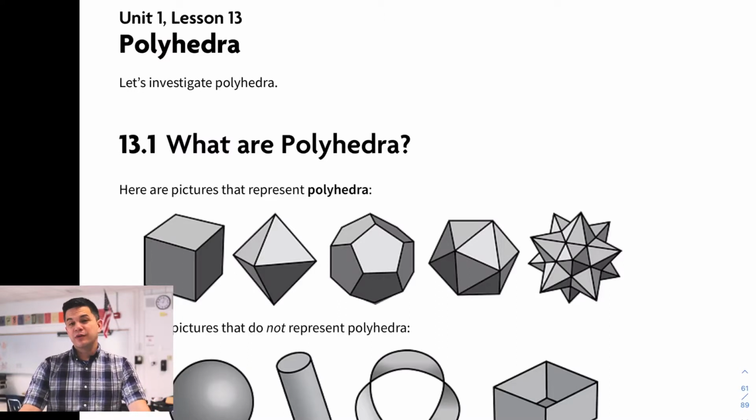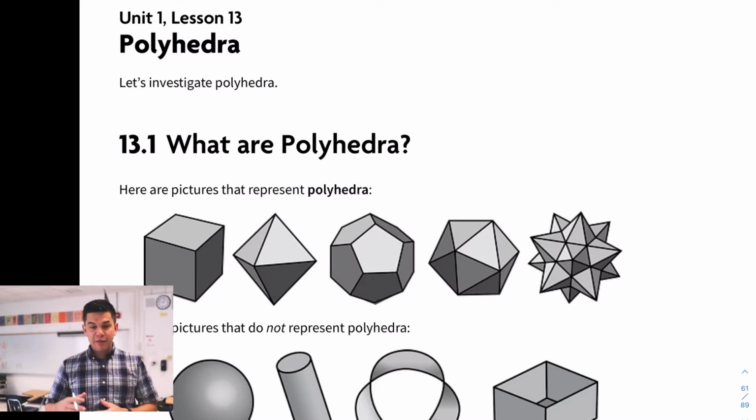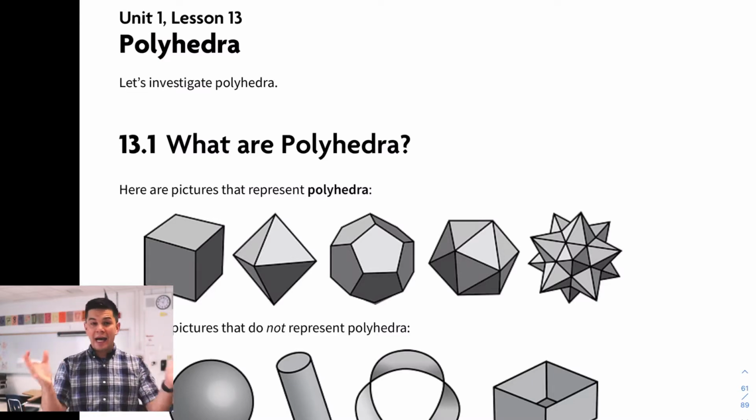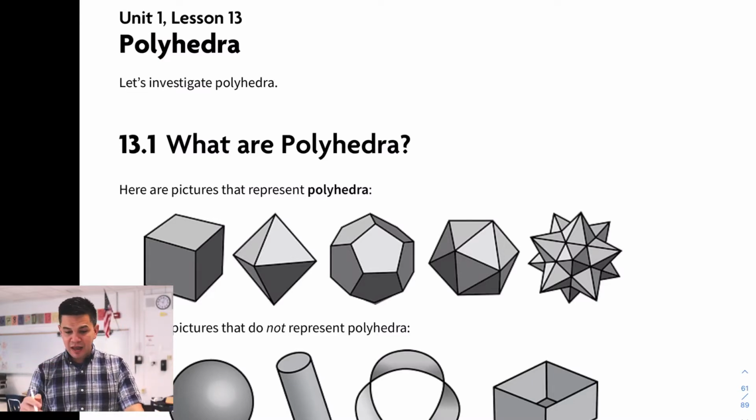We're going to look at Unit 1, Lesson 13, Polyhedra. Today we're going to investigate polyhedra. By the end of today, I'm hoping that we can describe the features of a polyhedron using mathematical vocabulary. That's what we're going to be learning today. We know the difference between prisms and pyramids, two types of polyhedra. And then I want you to understand the relationship between a polyhedron and its net. What does that mean? We're about to find out. All right, so let's dive in.